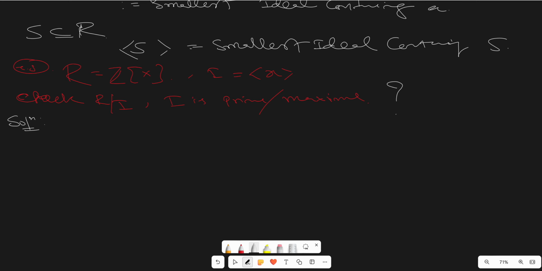Anyways, can't you see that you should verify that the ideal generated by x is actually nothing but x p(x), where p(x) means the polynomial p(x) is inside Z[x].